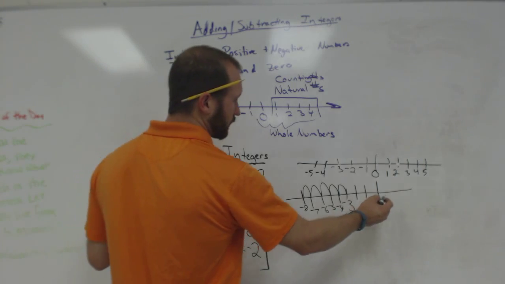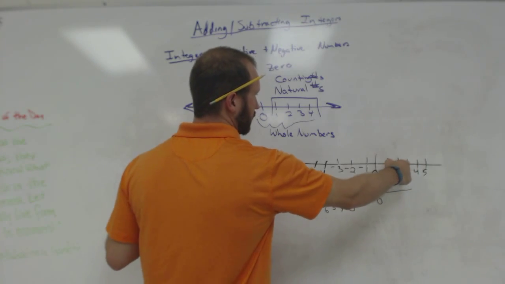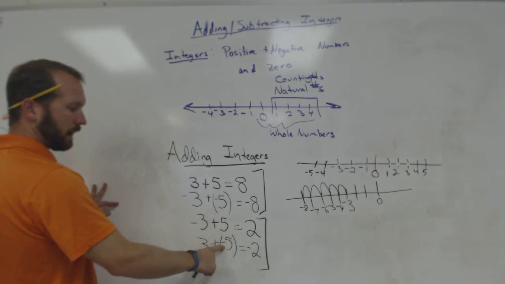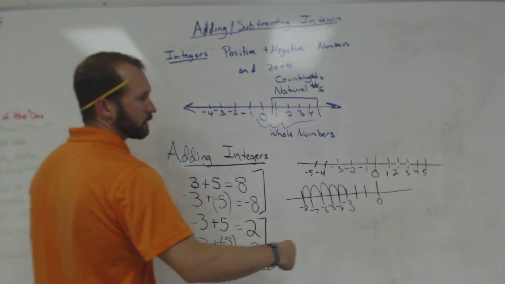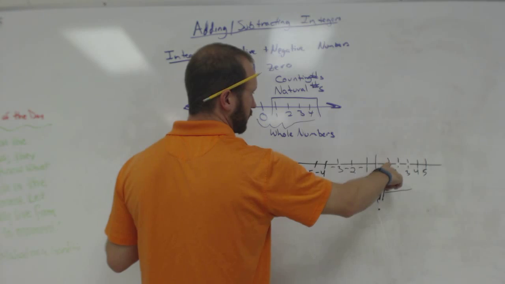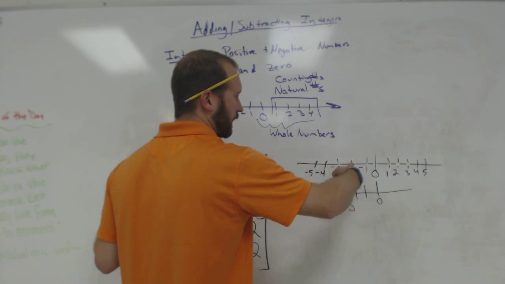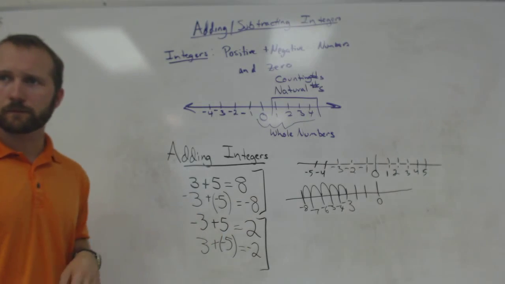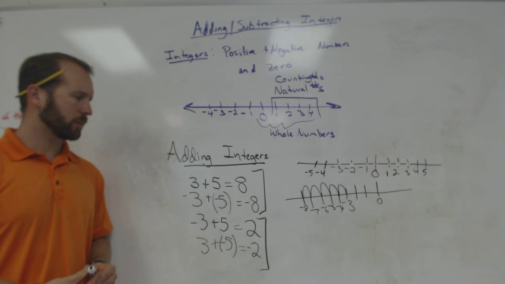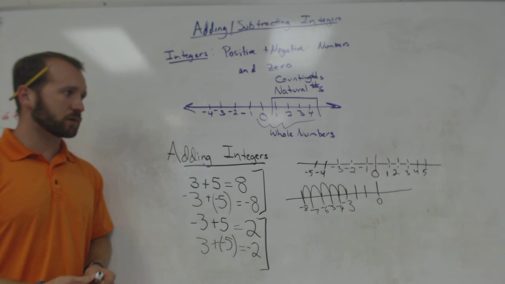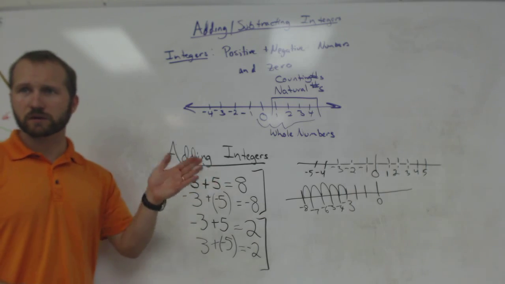So I start at 3 right here. I'm going to move 5 in the negative direction. So I'm going to go 1, 2, 3, 4, 5. I end up at negative 2.